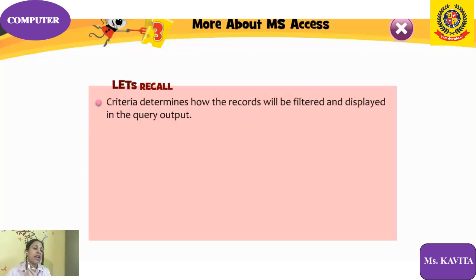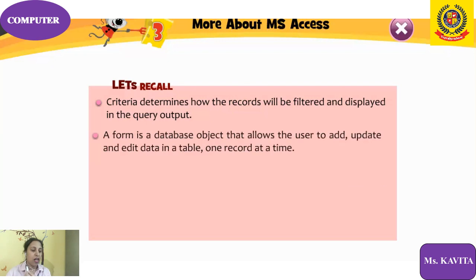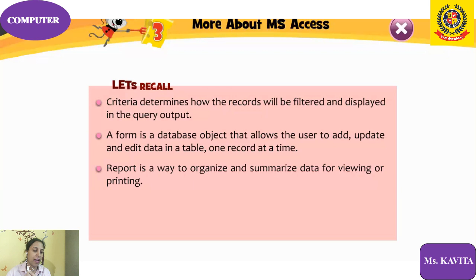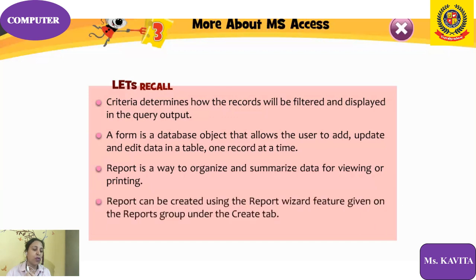Criteria determines how the records will be filtered and displayed in the query output. Now a form is a database object that allows the user to add, update, edit data in a table, one record at a time. Report is a way to organize and summarize data for viewing and printing. Report can be created using the report wizard feature given in the reports group under the create tab.